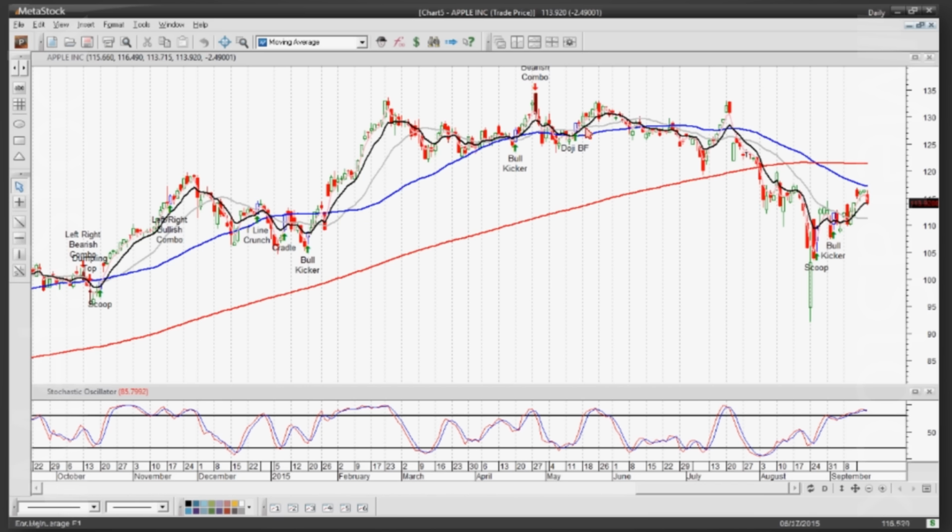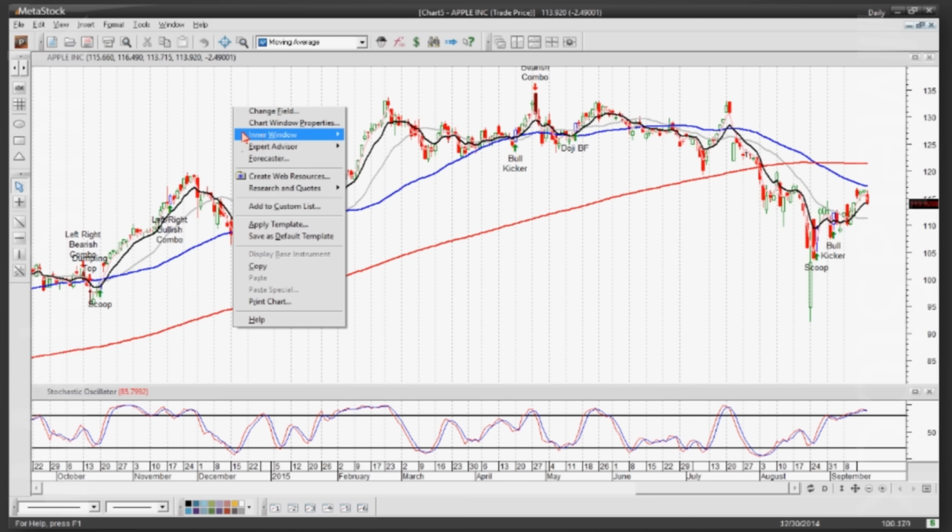Now, I do like to show this one off. This is basically the expert advisor that we wrote with Steve, and this is kind of one of the things that we're looking at. It's worked very, very well on Apple. Here we've just recently had a scoop pattern followed by a bull kicker, and all of the patterns that we identify are going to be shown to you on the screen.